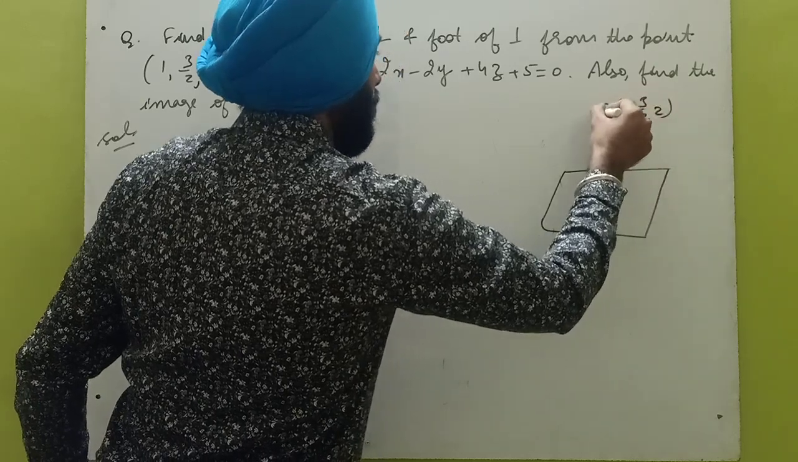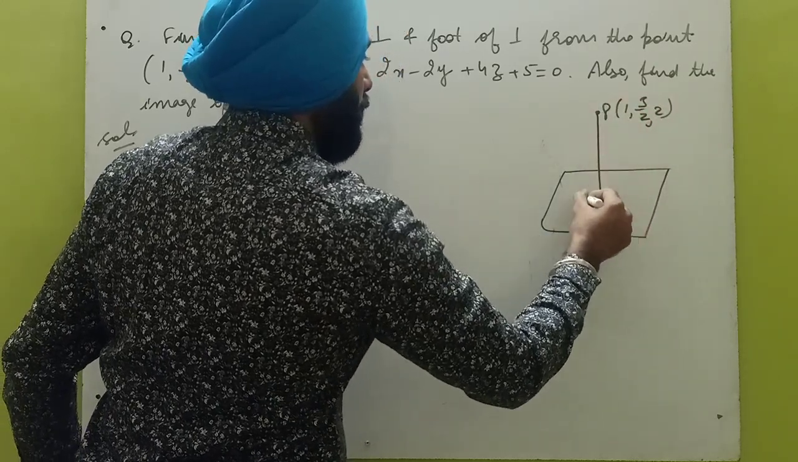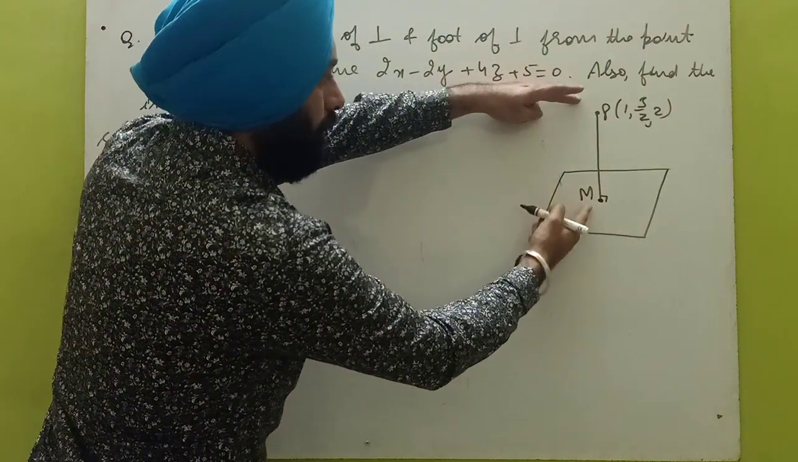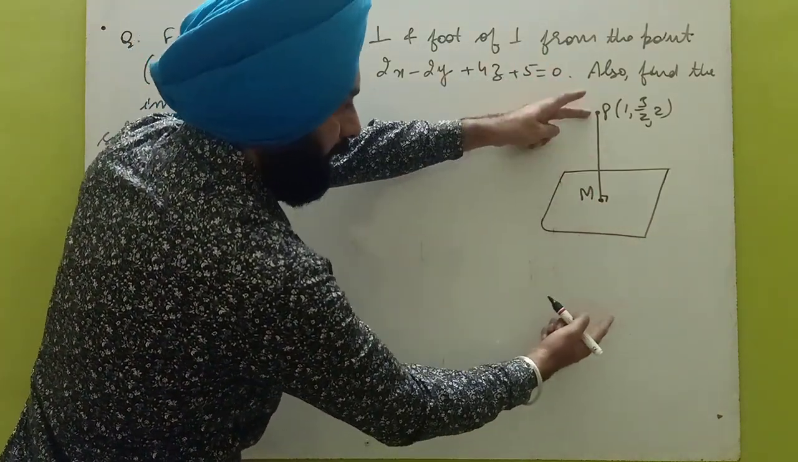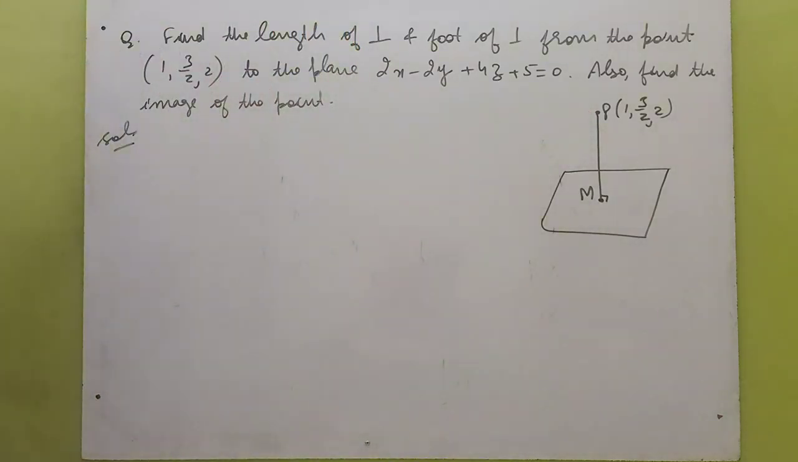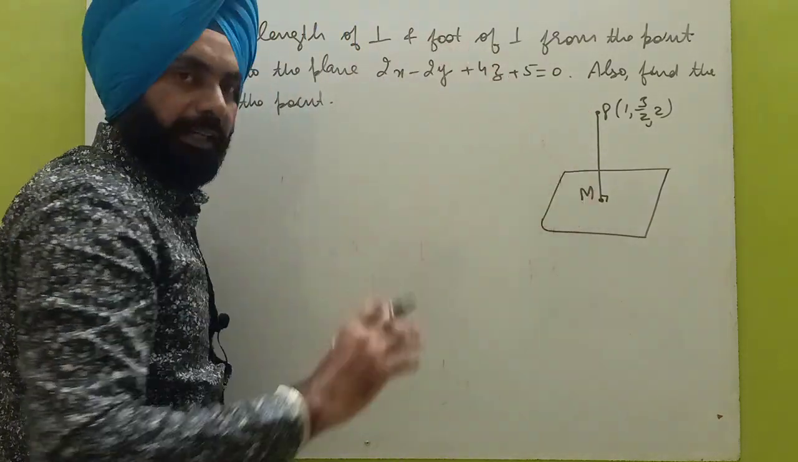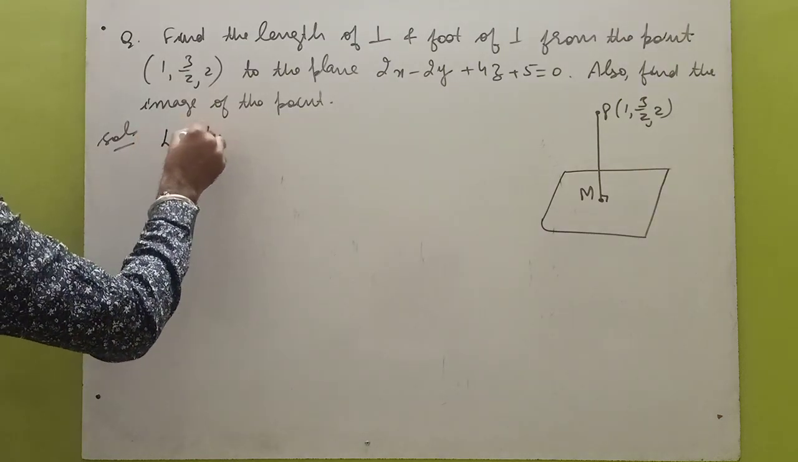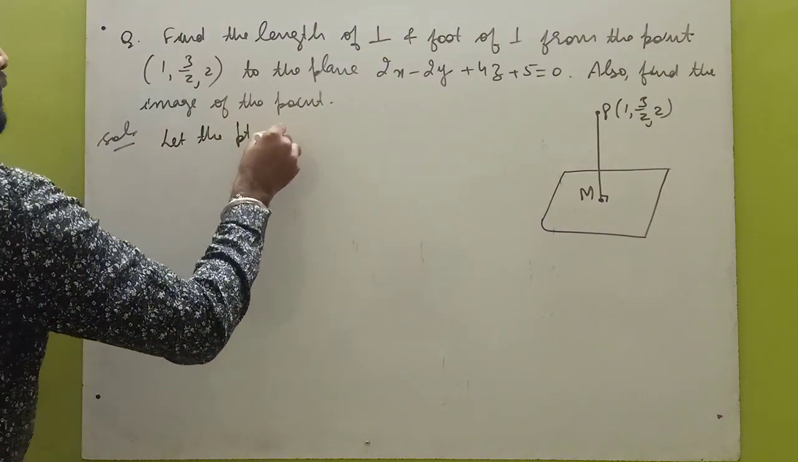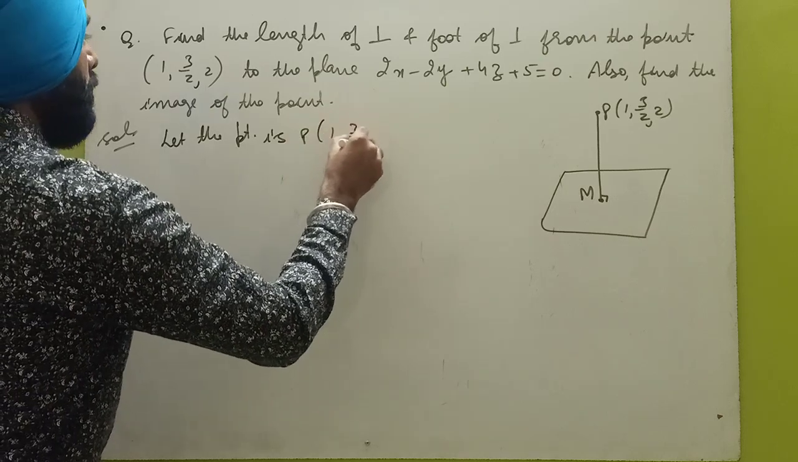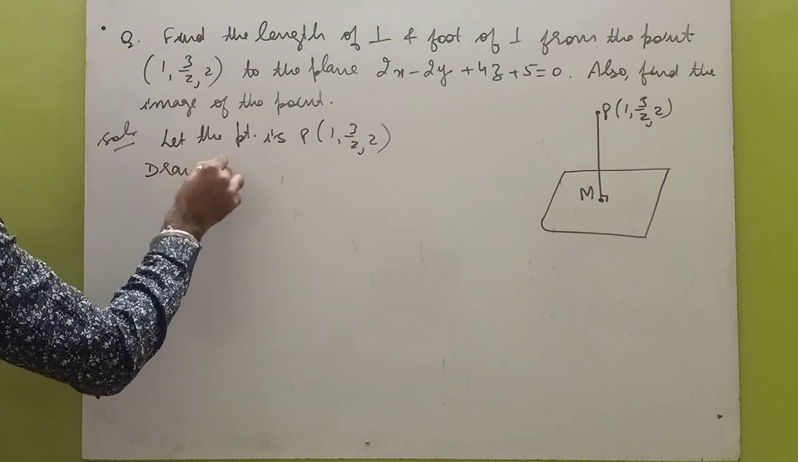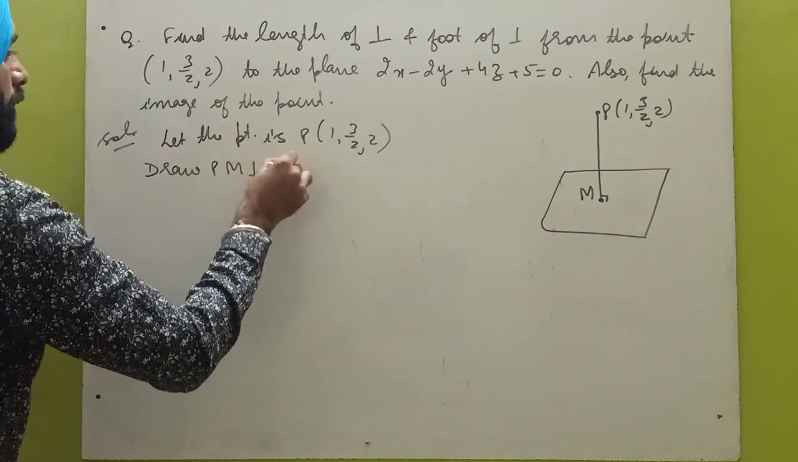So first of all, draw a perpendicular on the plane, and we have to find the foot of this perpendicular, and also the length of the perpendicular, and also the image of the point in this plane. We have already done this type of question in the line also. Now let the point be P (1, 3/2, 2). Then draw PM perpendicular to the plane.